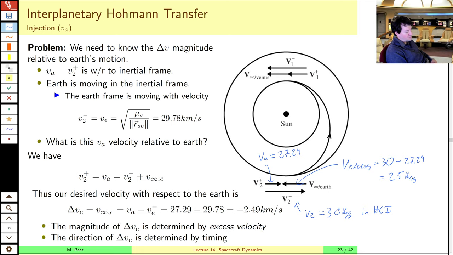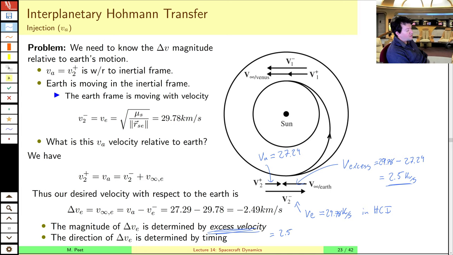Well, I feel bad because it's not 30, it's like 29.78. Okay, fine, perfect. 2.5 kilometers per second. 2.49 kilometers per second, fine. Anyway, you will need your velocity with respect to the Earth to be 2.5 kilometers per second after you've left the sphere of influence. So that means the excess velocity of your orbit with respect to the Earth should be equal to 2.5.